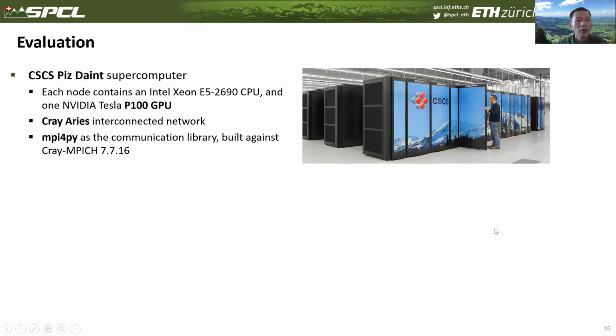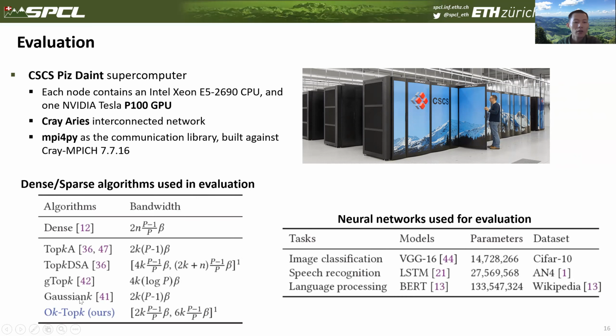At last, we evaluate the performance on the Piz Daint supercomputer. Each compute node of Piz Daint has one P100 GPU, and the compute nodes are connected by the Cray Aries network. We use MPI4Py as the communication library. And we compare the performance of OK top K with the previously discussed dense and sparse Allreduce algorithms. We use 3 neural networks for evaluation: VGG, LSTM, and BERT.